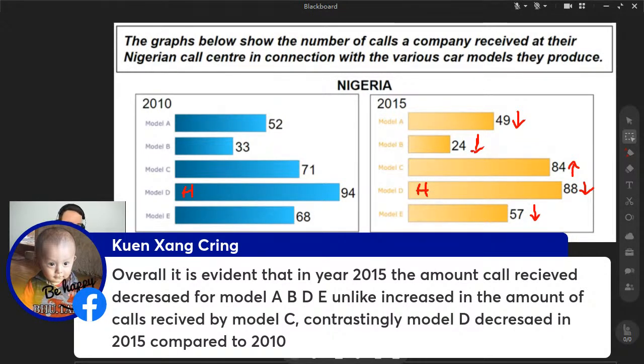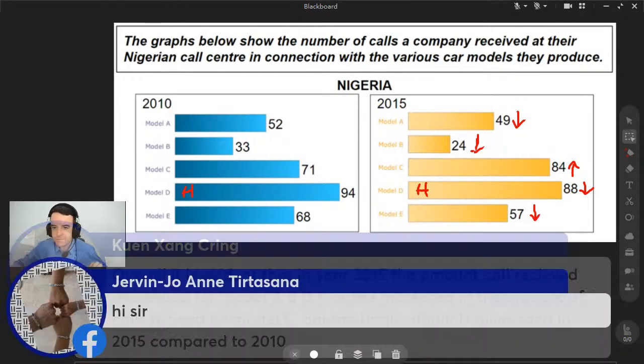And then use a new sentence to talk about model D being the highest in both. Just keep them separate. That makes it clearer.